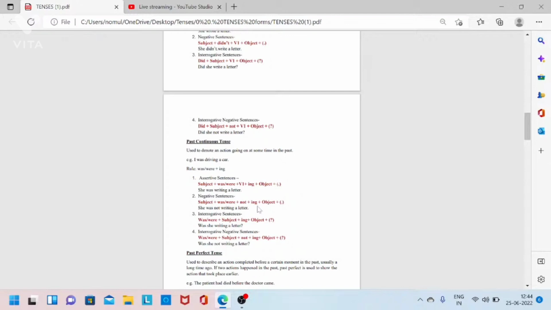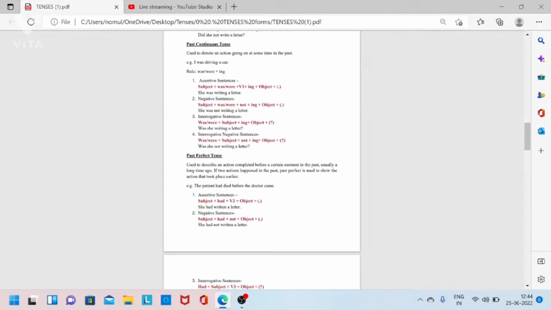She was not writing a letter. For the interrogative sentence, it will be the auxiliary verb was or were plus subject plus v1 plus ing plus object. So was she writing a letter? For the interrogative negative sentence, the auxiliary verb plus subject plus not plus ing formation plus object. Was she not writing a letter? So this is the past continuous tense.